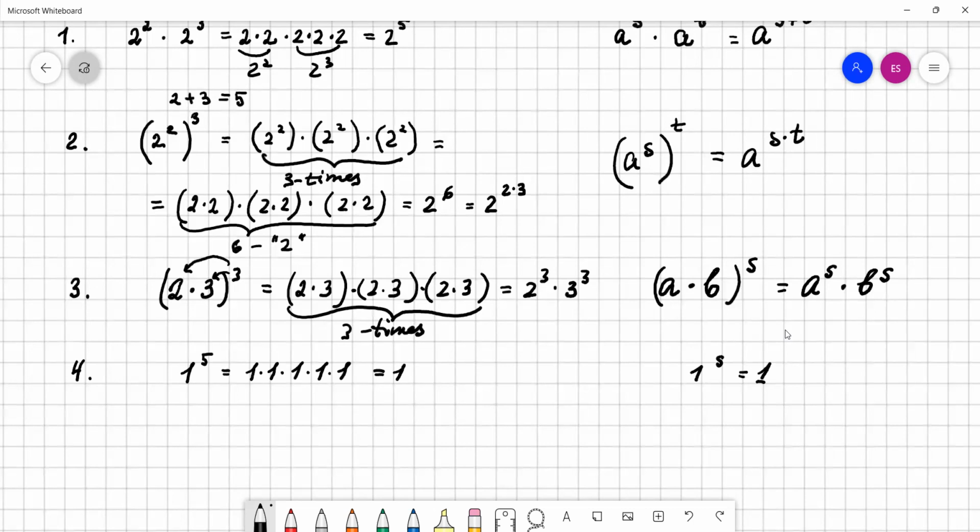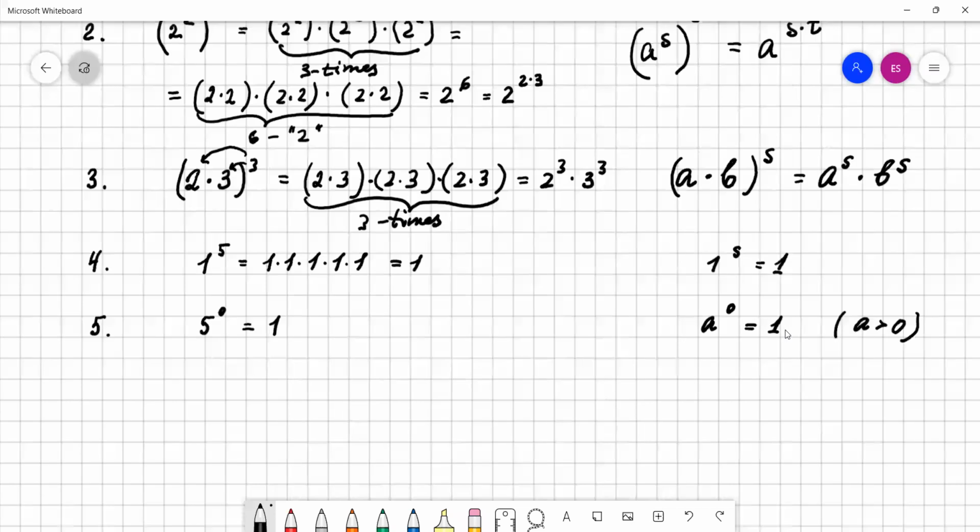Okay. Now, guys, this is not a rule, but rather a convention. I'm going to write it down over here: any number a to the power of 0 is going to be equal to 1. And here a is a positive number greater than 0. Any positive number a to the power of 0 is set as a definition equal to 1. For us, it means that, for example, 5 to the power of 0 is going to be equal to 1. Here, we don't go from the example to the rule, but we go from the rule to the example. And the last one, negative powers.